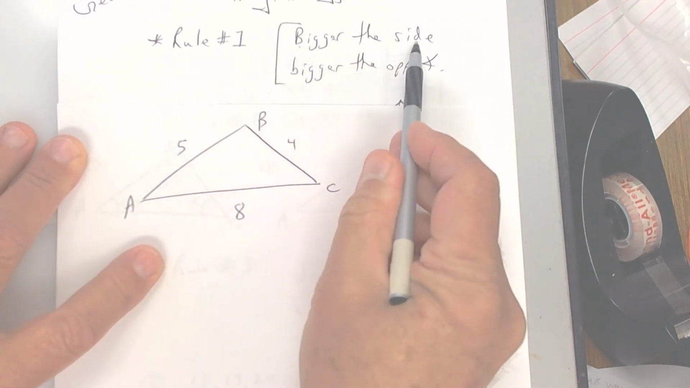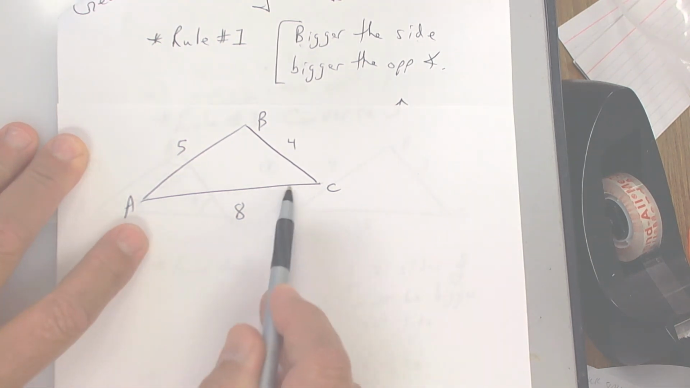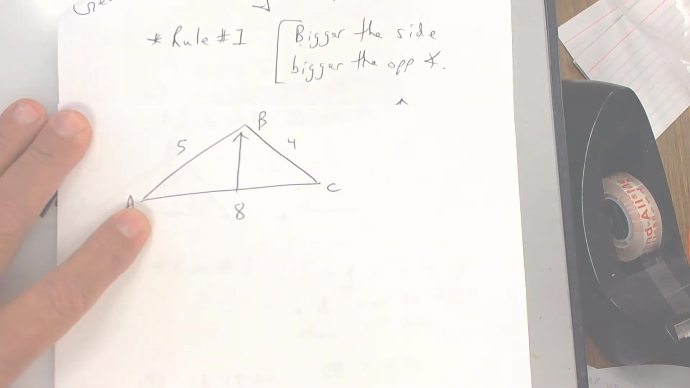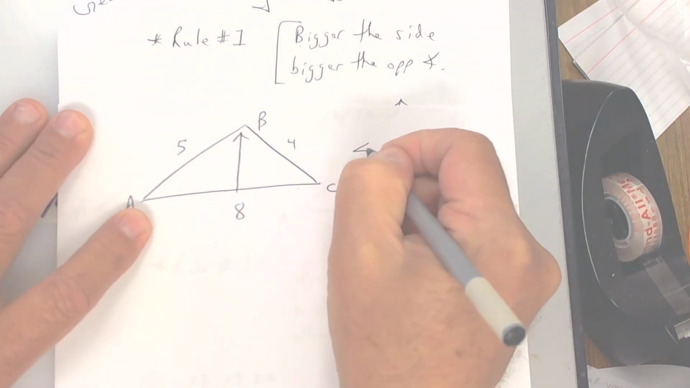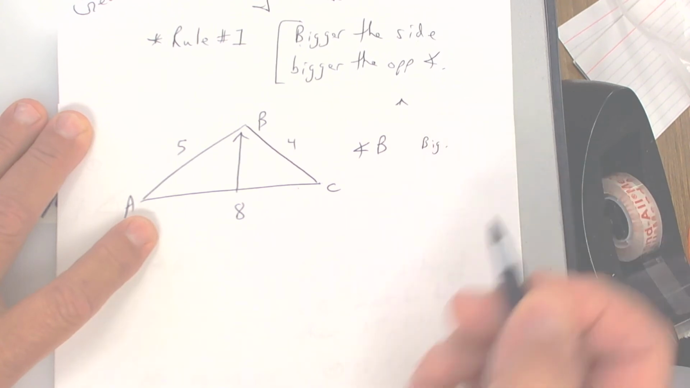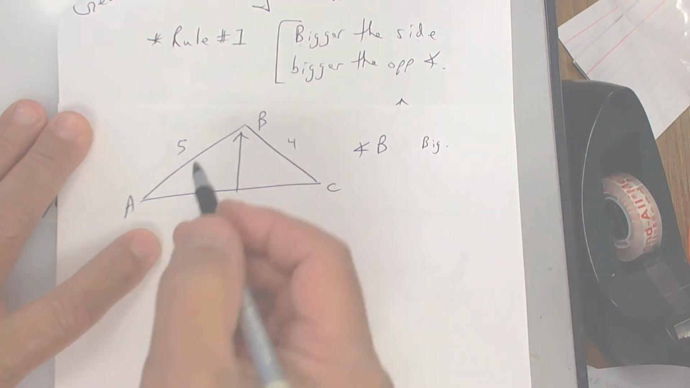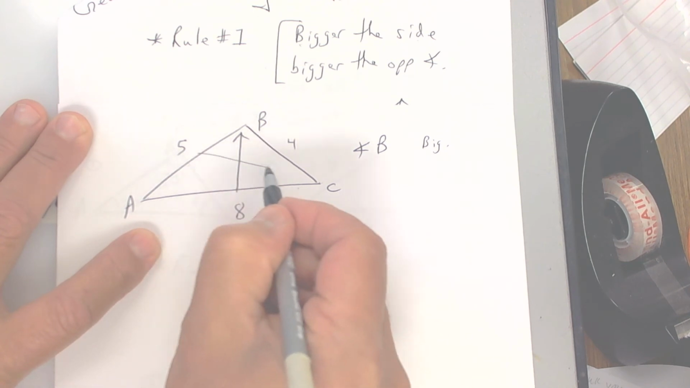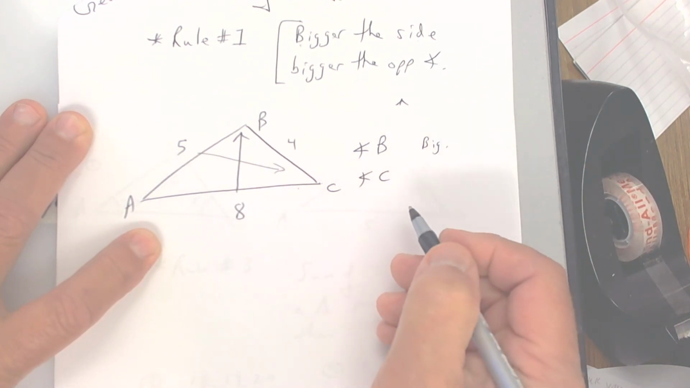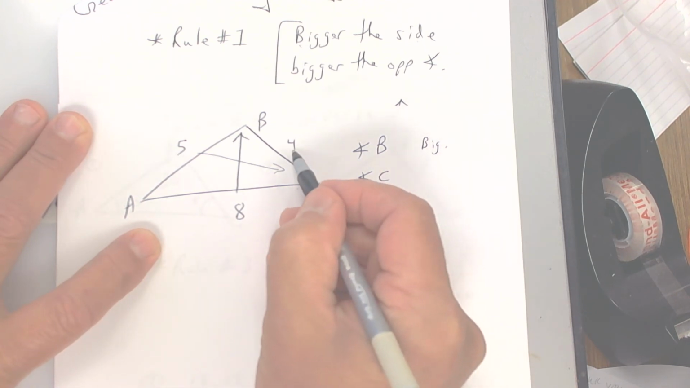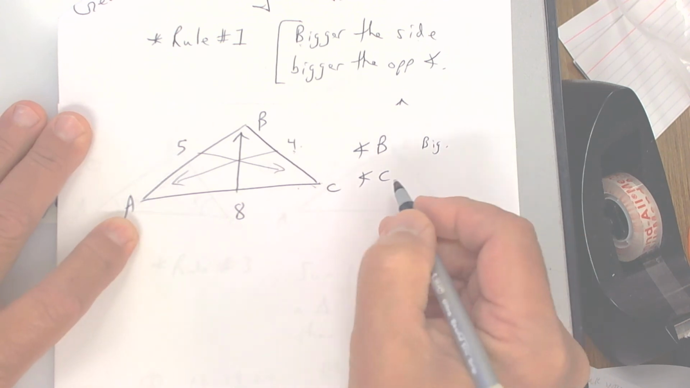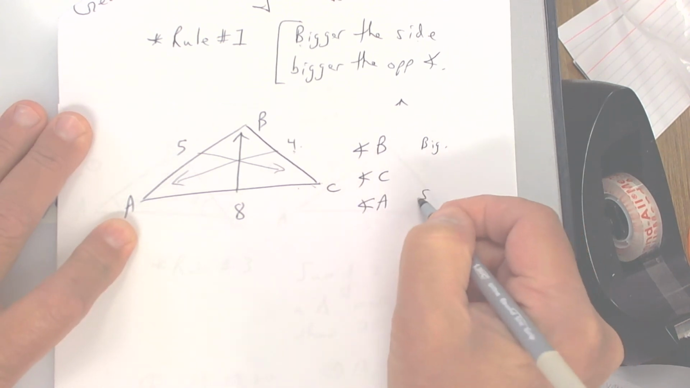All right, it says the bigger the side. Well, this is the bigger side, and the opposite angle is bigger. So this angle right here, angle B, is biggest. That's the big one. All right, 5 is in the middle, so angle C would be next. And then the smallest one would be across from side 4. So angle A is the smallest.